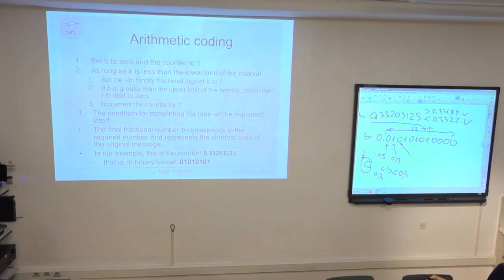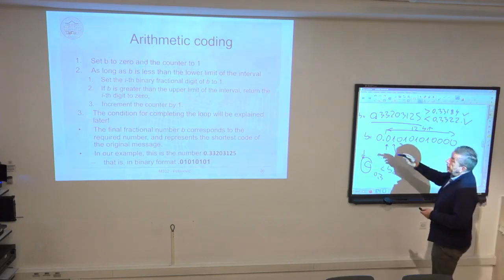Set B to 0 and counter to 1. As long as B is less than the lower limit of the interval, set the ith binary fraction to 1. But if now B is greater than the upper limit, return the ith digit to 0. Let me check with this example here.